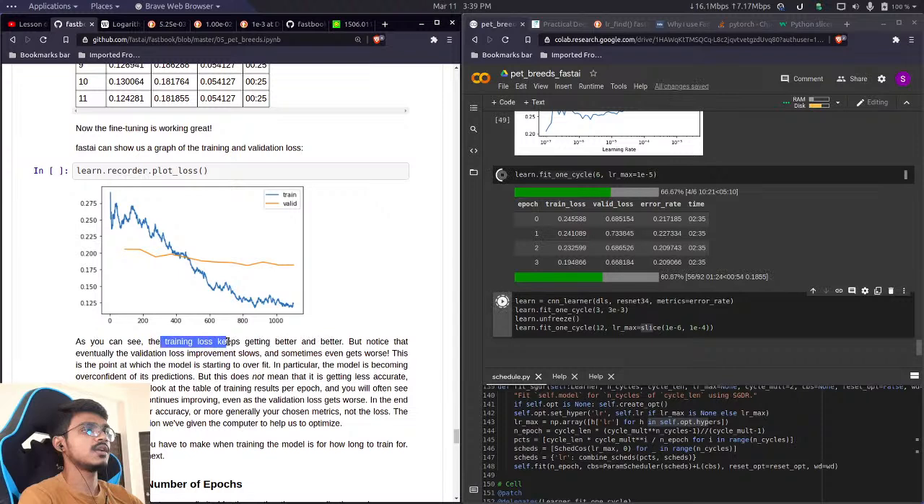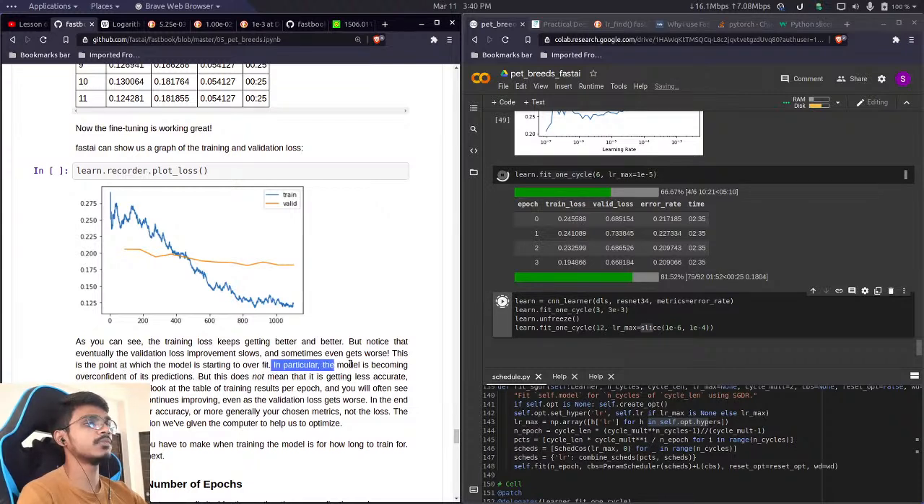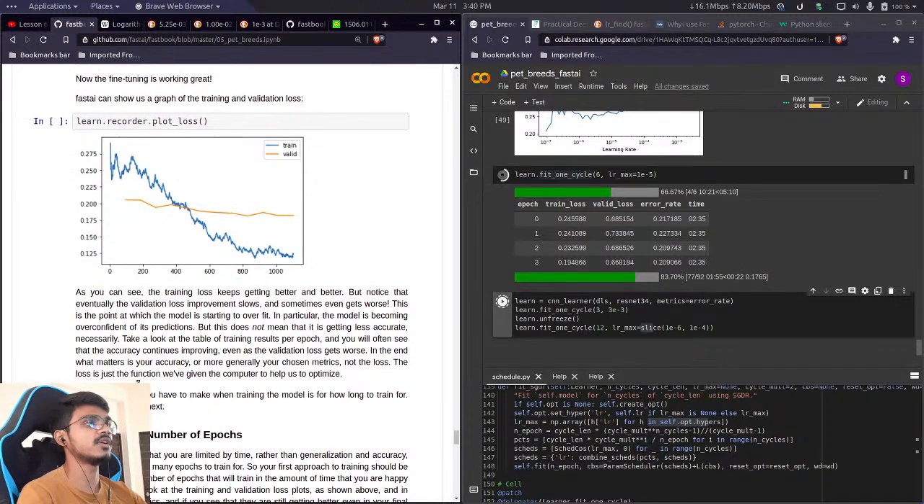As you can see, the training loss keeps getting better and better, but notice that eventually the validation loss improvement slows. It slows over here, and sometimes even gets worse over here. This is the point at which the model is starting to overfit. In particular, the model is becoming overconfident of its prediction, but this does not mean that it is getting less accurate necessarily.